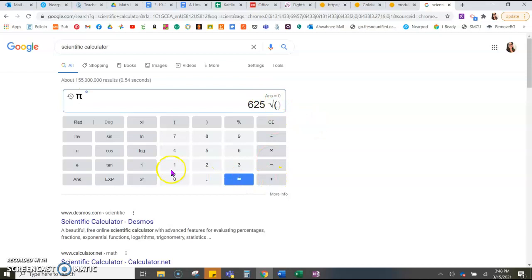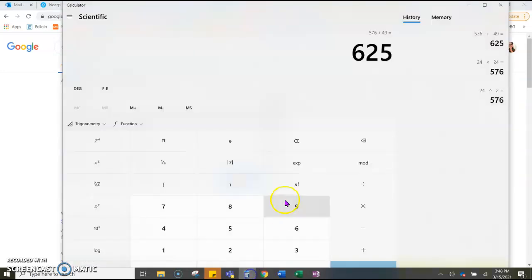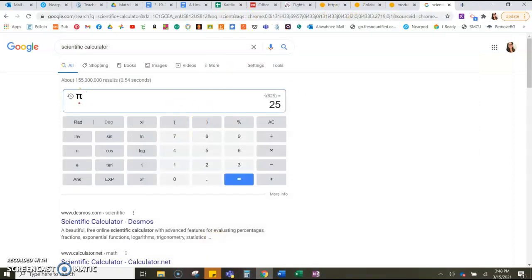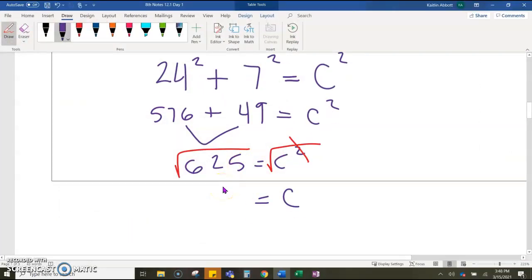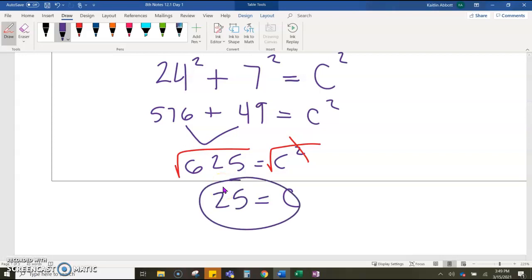This button looks like a weird check mark. Oh wait, I guess we have to do it first. So let's clear it off. Square root 625. 25 equals 25. So what happens when you take the square root of something is it finds the number that, if you multiply that number times itself, will get you that big number. So 25 times 25 should get us 625. Boom, look at that. So let's go back to our work. So our answer is 25. Done.